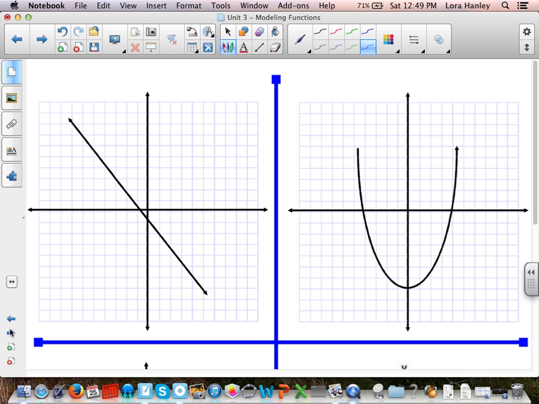A simple way to check if something is a function is called your vertical line test. Your vertical line test says if you have more than one point that passes through your vertical line at a time, then the picture you have is not a function.